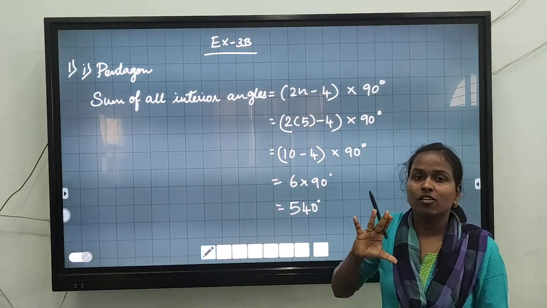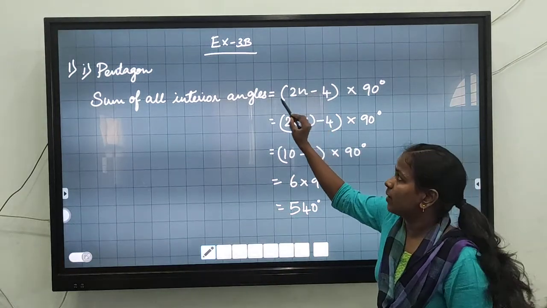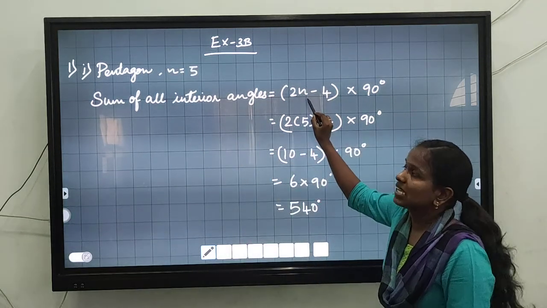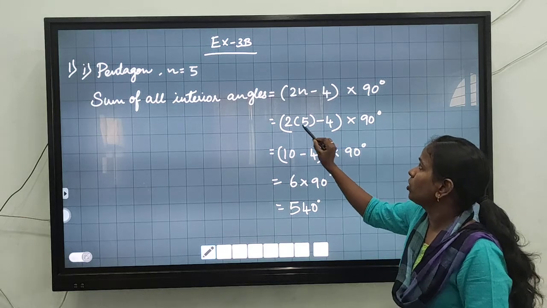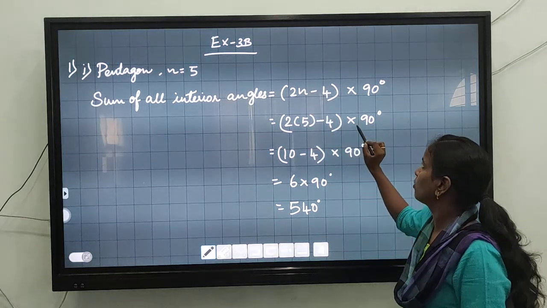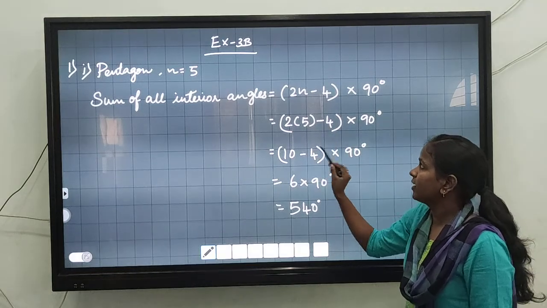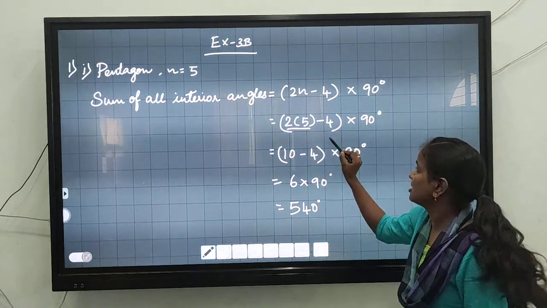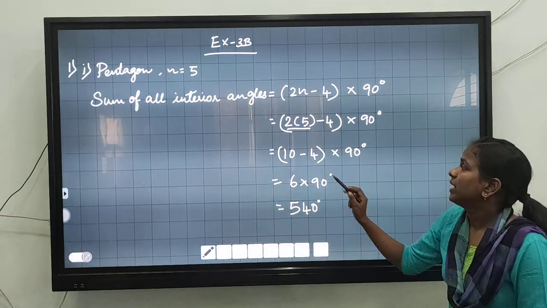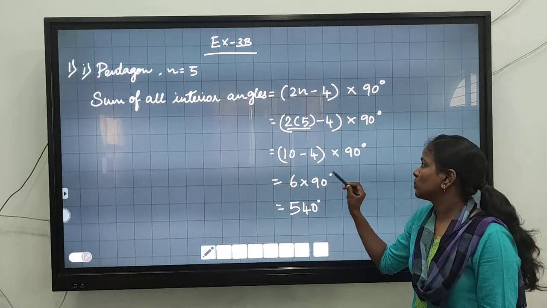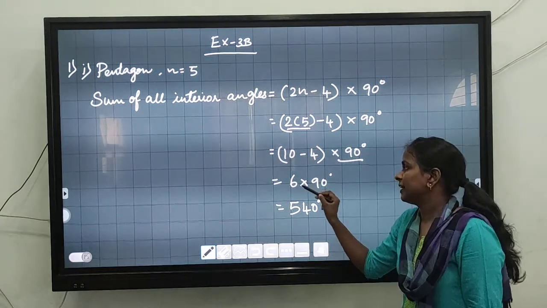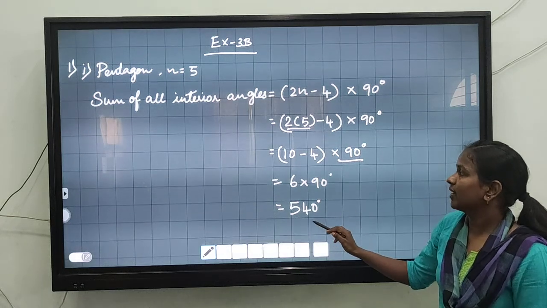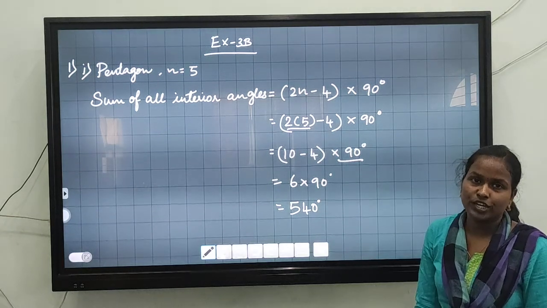Pentagon has how many sides? 5 sides. So in the place of n I am going to substitute 5. So (2 multiplied by 5 minus 4) multiplied by 90. 2 fives are 10. 10 minus 4. I write as it is, multiplied by 90 degrees. 10 minus 4 you get 6. 6 multiplied by 90 degrees: 6 nines are 54, and 0. So the sum of all interior angles of a pentagon is equal to 540 degrees.